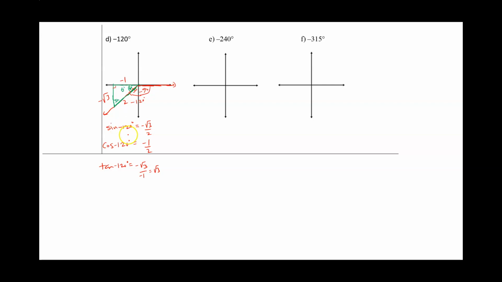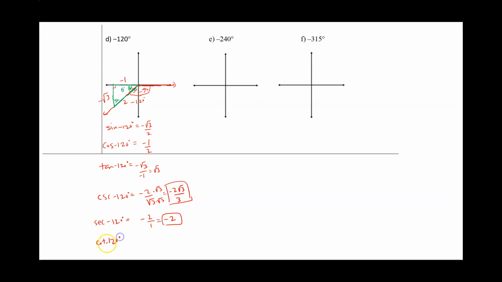All right, let's take the reciprocals. Let's take the cosecant. So cosecant of negative 120, if I take the reciprocal of this, that'll be negative 2 over radical 3. I have to rationalize this because I can't leave a radical in the denominator. So if I multiply both by radical 3, this gives me negative 2 radical 3 over 3. Then I have secant of negative 120. So cosine of negative 120 is negative 1/2. If I take the reciprocal of that, that'll be negative 2 over 1, which is just negative 2.